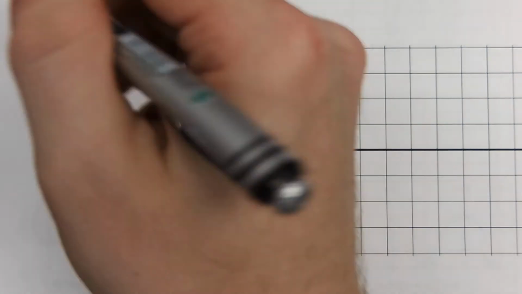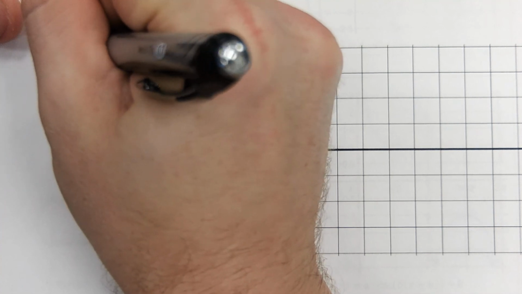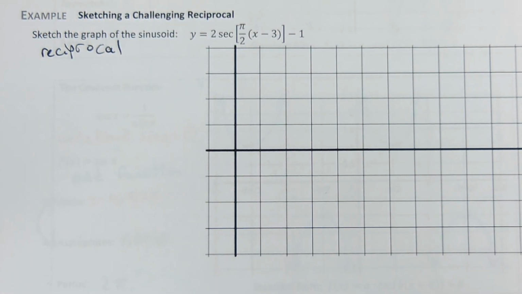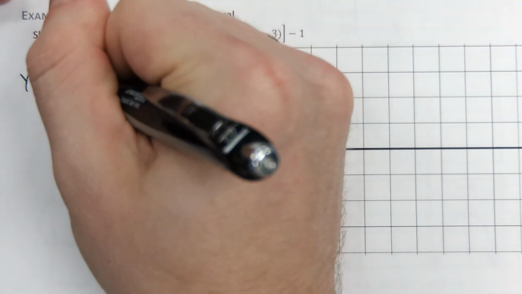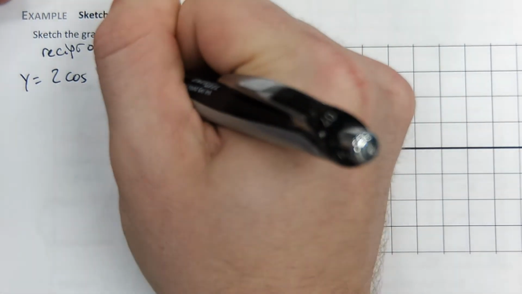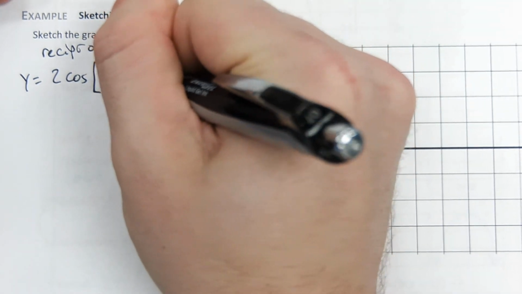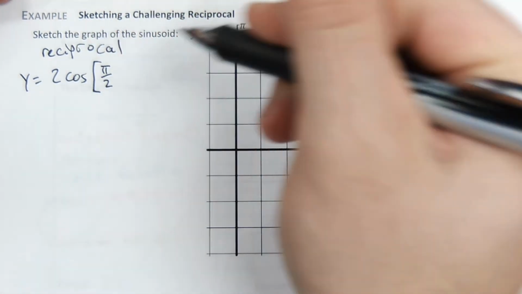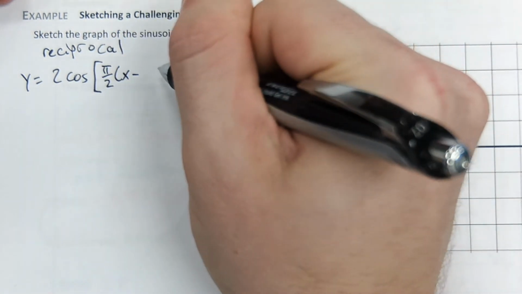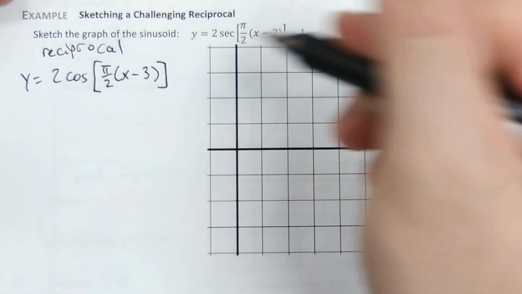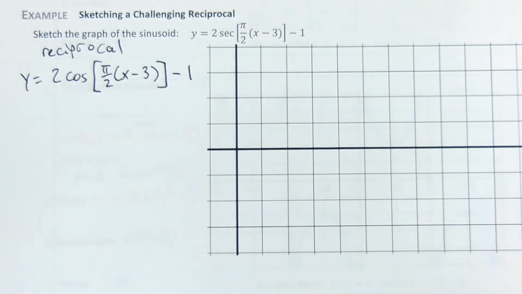I will write the reciprocal function, though. I never try to graph the reciprocal in my head. I always draw it. Always. What do we have? 2 cosine pi over 2. So I do have a horizontal stretch or shrink. That is a shrink. Yep. Okay.